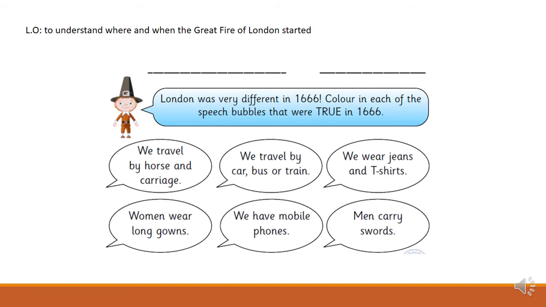So for your work today, on your sheet, I would like you to pretend that you are in London during 1666. And each of these speech bubbles, you've got to colour them in if they were true in 1666. So we travel by horse and carriage. Did you do that in 1666? We travel by car, bus or train. We wear jeans and t-shirts. Women wear long gowns. We have mobile phones. Men carry swords. Colour the things in that you think were true in 1666.